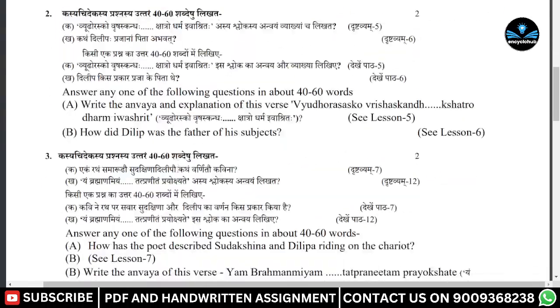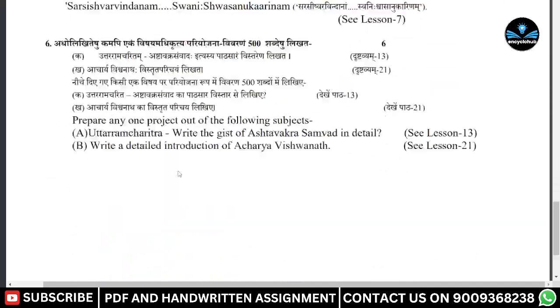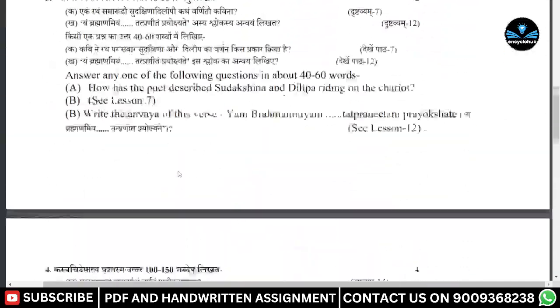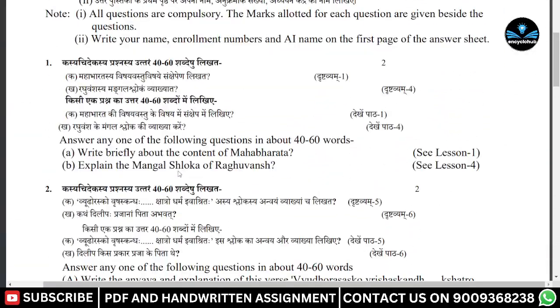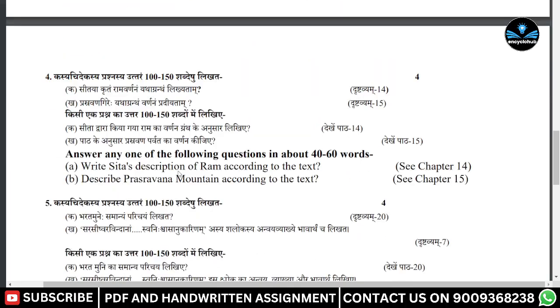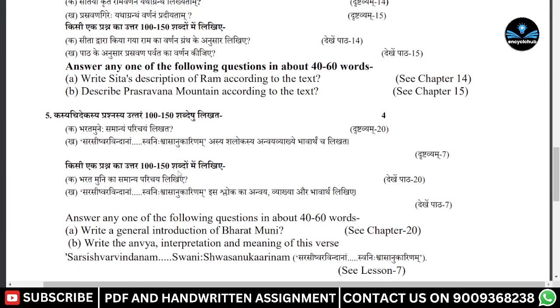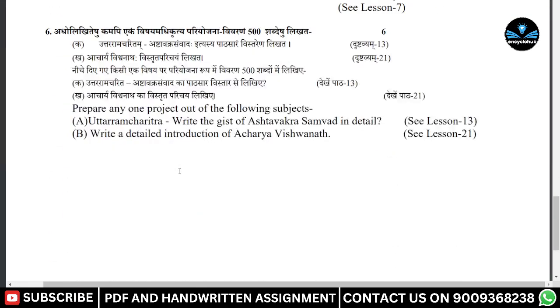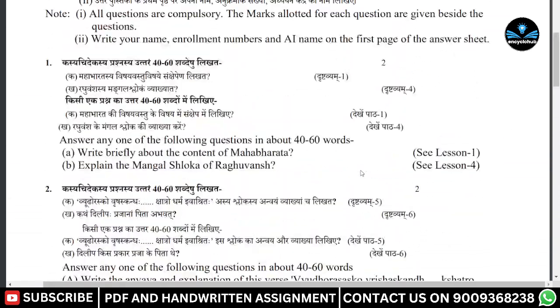And here are some questions which are given here. First, second, third, fourth, fifth, and sixth. There are total 6 questions in this paper, and each and every question has one option. You can see the questions are given in the Sanskrit language and the English language also. So you need to write 1, 2, and 3 in 40 to 60 words, and 4 and 5 you need to write in 100 to 150 words, and question number 6 you need to write in 500 words. Every question has a chapter name written, which it belongs to, so you need not worry about anything.